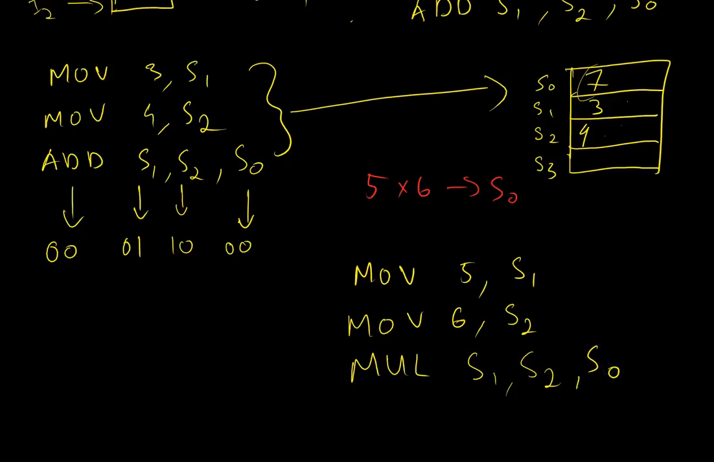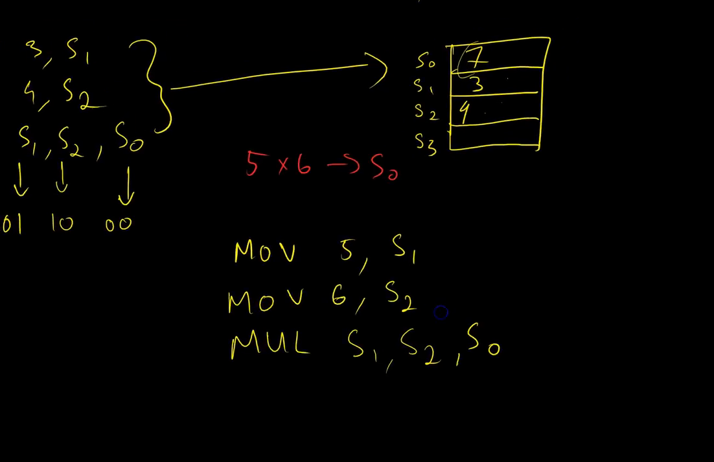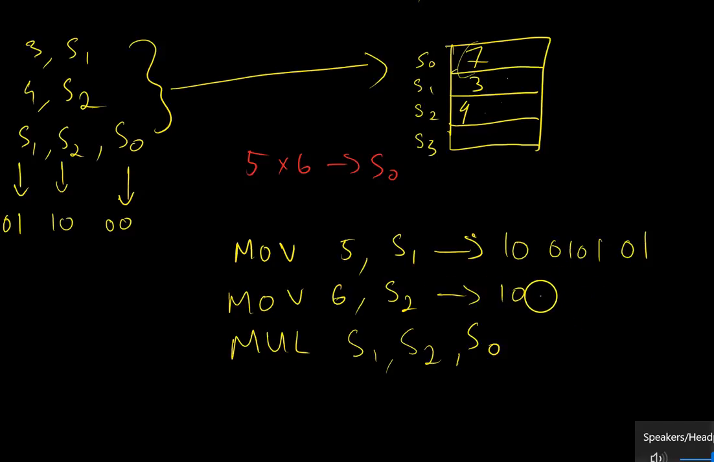And of course, the binary representation of that would amount to, okay, so move, the encoding for that is 10, so 10 is the instruction code. Then the number 5, which is 0101 in binary, and then S1, which is just 01. So that's the first instruction. And then the second instruction is another move instruction, which we represent as 10, and this time we're storing 6, so that's 0110. And then we're storing it into the second slot, which is represented as 10.